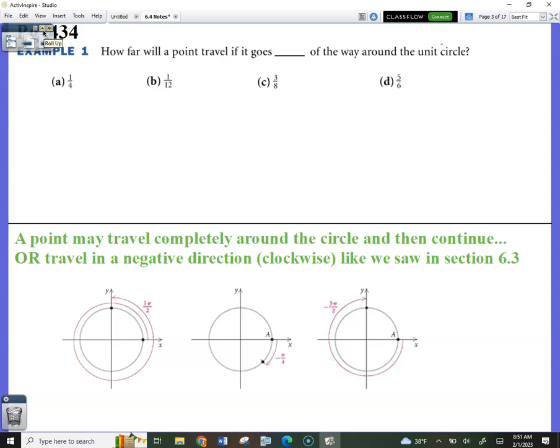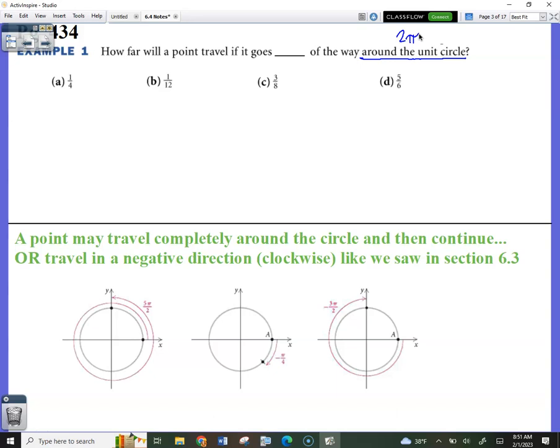How far will a point travel if it goes blank of the way around the unit circle? Keywords here: around the unit circle. You need to immediately think, what value is that? What's all the way around? 2 pi. It is 360. We're starting to now answer with pi. So this is 2 pi, okay?